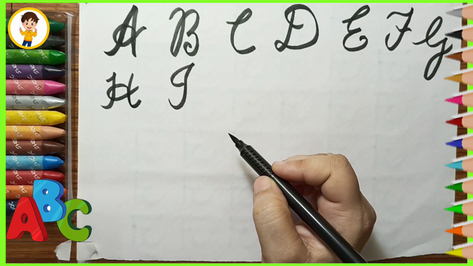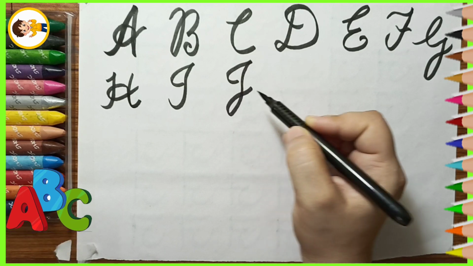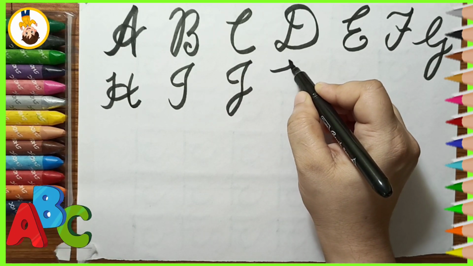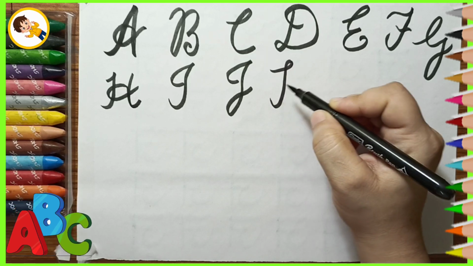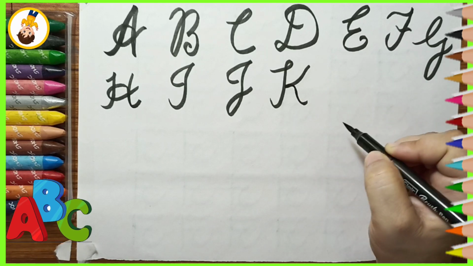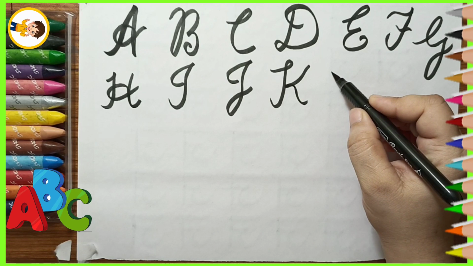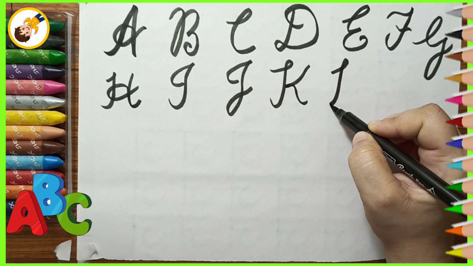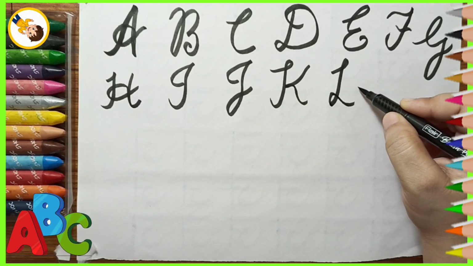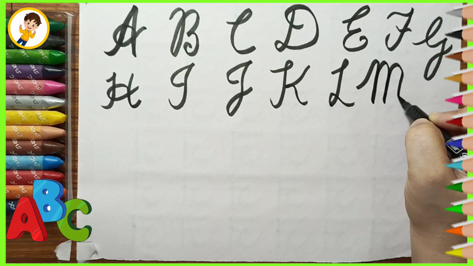I for ice cream. J. J for jug. K. K for kite. L. L for line. M. M for mango.